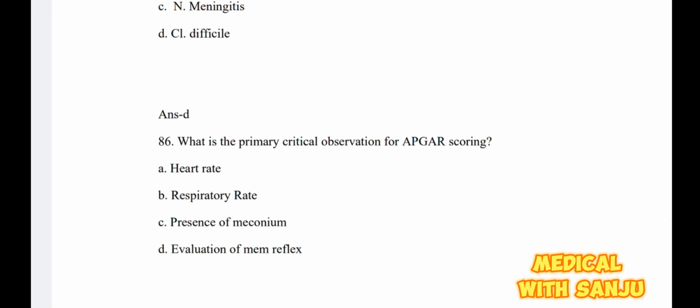Question number 86. What is the primary critical observation for Apgar scoring? Option A heart rate, option B respiratory rate, option C presence of meconium, option D evaluation of maximum reflex. The most important element of the Apgar score is heart rate. Option A is right answer.